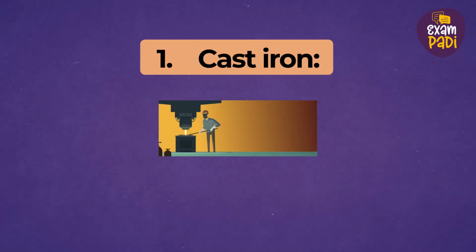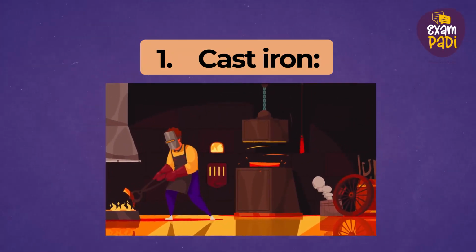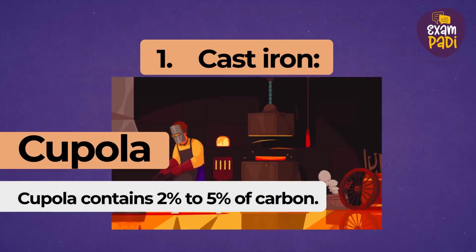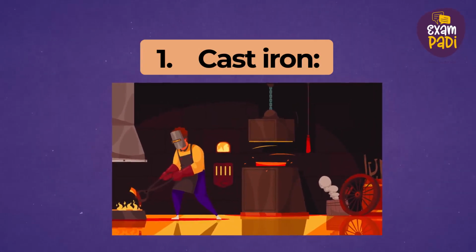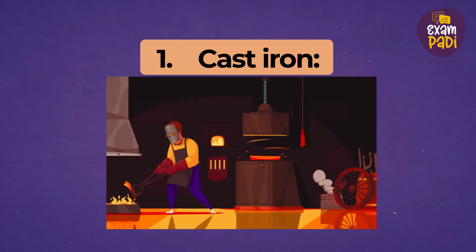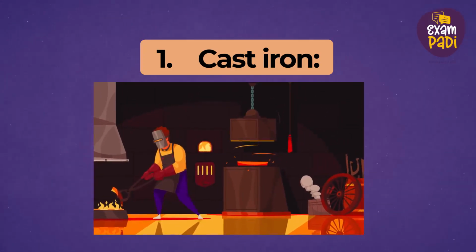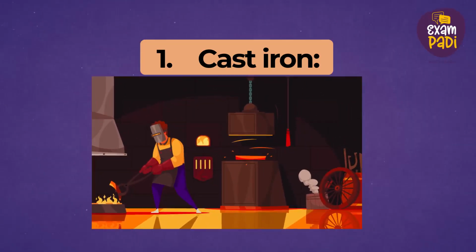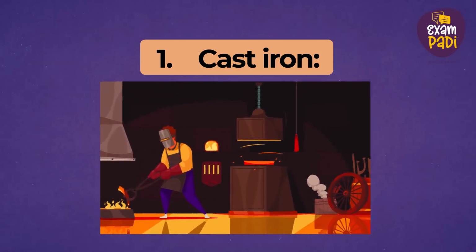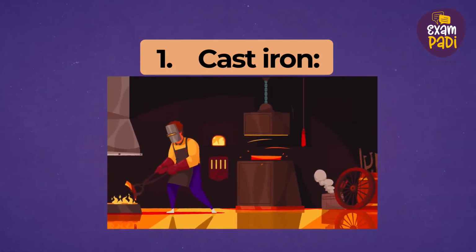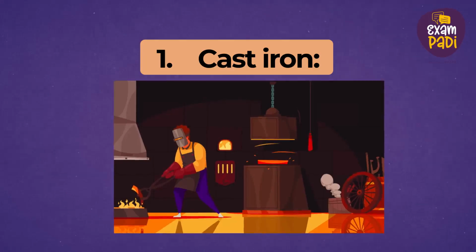Number 1, we have the cast iron. This is produced by refining pig iron in a furnace called cupola. It contains 2% to 5% of carbon. The pig iron scraps and some limestone are put in the furnace and burnt together with coke fire. The molten pig iron is then put into a mold to form either white cast iron in form of iron carbide or gray cast iron in form of graphite. Now, cast iron is brittle and can easily break if given a hard blow.